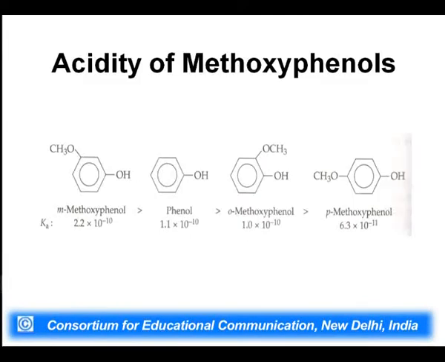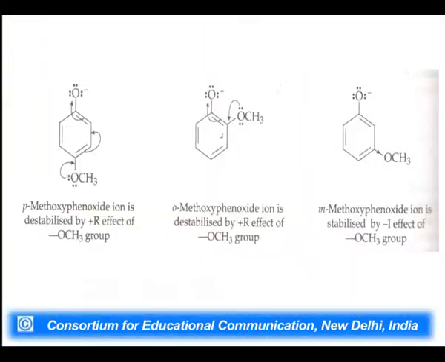So, if we look into the acidity of methoxyphenols, what we find is that metamethoxyphenol is most acidic, followed by phenol, then orthomethoxyphenol and finally paramethoxyphenol. The reason being that in the methoxy group, the magnitude of the plus R effect is greater than the minus I effect. So, when this group is present at meta position to the OH group, it exerts only the minus I effect, and as a result of this minus I effect, it stabilizes the conjugate base.